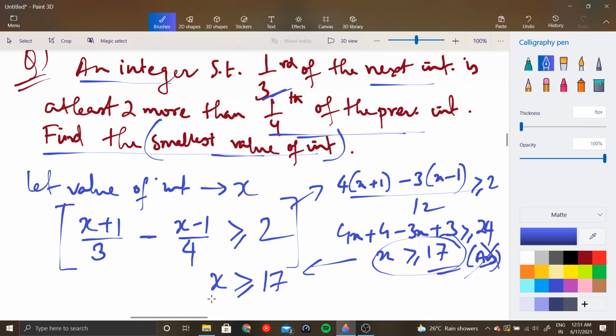So what is the minimum value of x? So this basically tells me that x is either 17 or is more than 17. So the minimum value of x is, it cannot be less than 17, it is at least 17, right? So the minimum value is 17. This is your answer. It's a single valued answer.